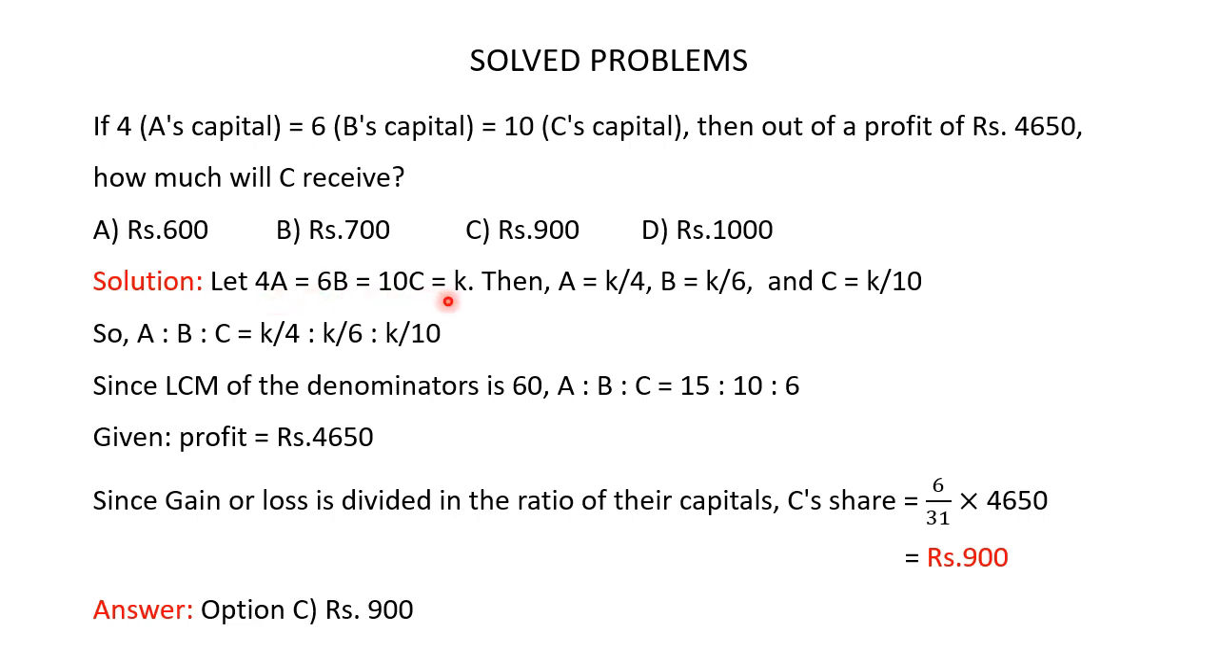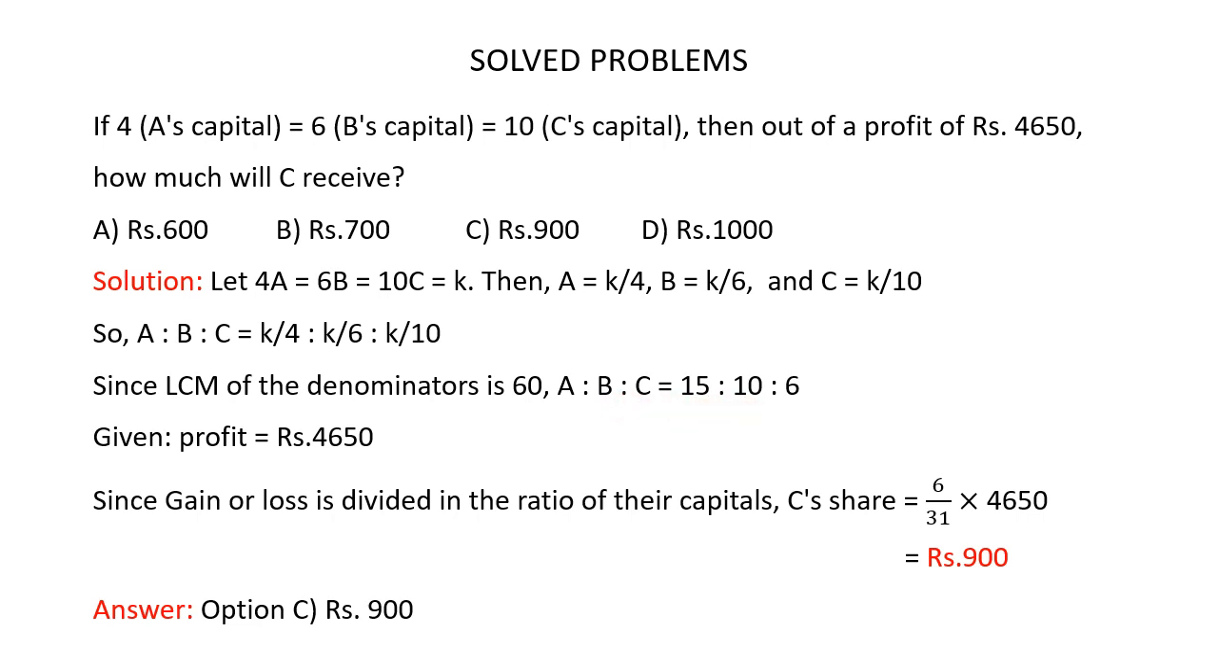So if 4A is equal to K, then A is equal to K by 4. If 6B is equal to K, then B is equal to K by 6. If 10C is equal to K, then C is equal to K by 10. So now the ratio of the investments of A, B and C becomes K by 4 is to K by 6 is to K by 10. Now since the LCM of the denominators 4, 6 and 10 is 60, the ratio now becomes 15 is to 10 is to 6. So the ratio of investments of A, B and C is 15 is to 10 is to 6.